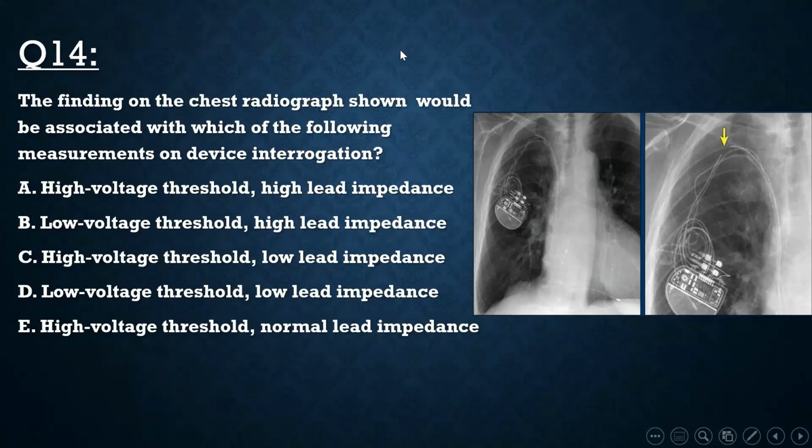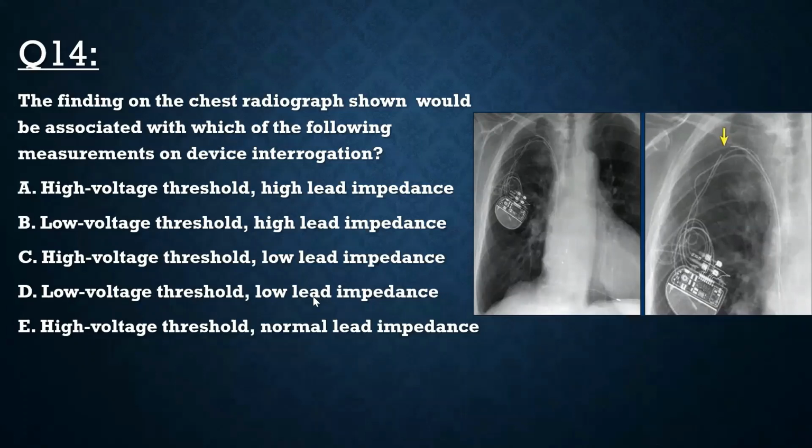This is lead fracture. The low voltage threshold, low lead impedance. Which one, B? Or low voltage threshold and high lead impedance. No. Usually with a fracture, everything is sky high. Any fracture, anything high.